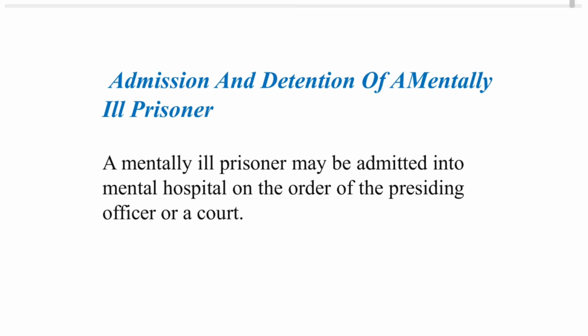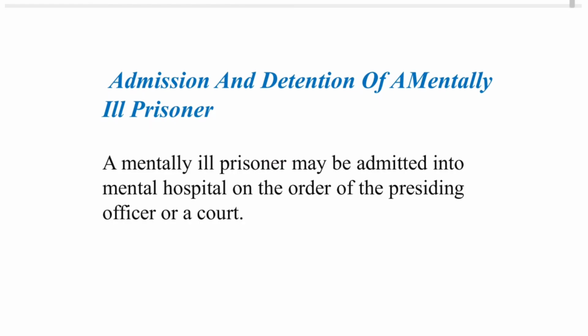Admission and detention of a mentally ill prisoner. A mentally ill prisoner may be admitted into a mental hospital on the order of the presiding officer of a court. Okay, so here suppose a normal person commits any crime, he will be sent to a normal jail. Suppose the person has committed a crime due to mental illness, he will be sent to mental hospitals, that is psychiatric hospitals. There will be separate prisons, a criminal ward, where the person will be receiving treatment for his psychiatric illness. So he will not be sent to normal jail. The same thing will be available as a criminal ward in the psychiatric hospitals. So there he will go and he will get the treatment.